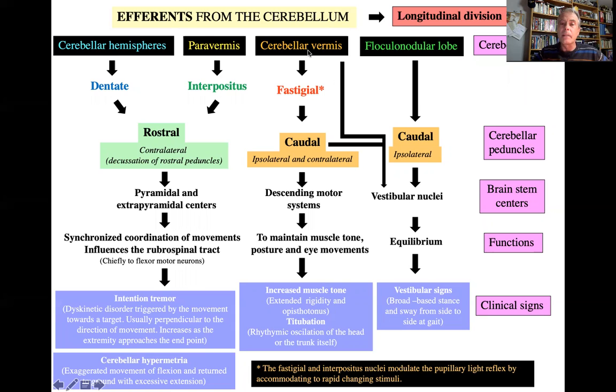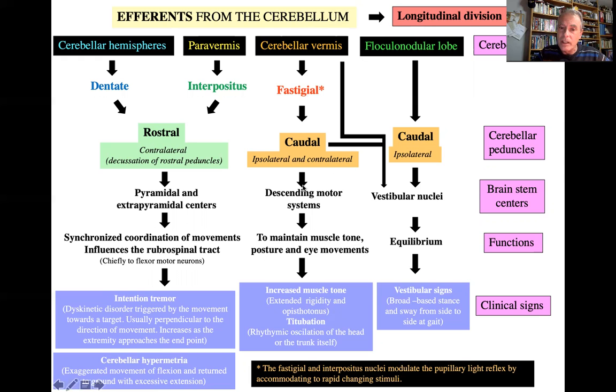The cerebellar vermis, what do we have under the cerebellar vermis? The fastigial nucleus, right? The fastigial fibers from the fastigial nucleus leave through the caudal cerebellar peduncle, and they go ipsilateral and contralateral. And they end in descending motor systems and centers that are involved in keeping a stance and muscle tone. So they are involved in maintaining muscle tone, posture, and eye movements.